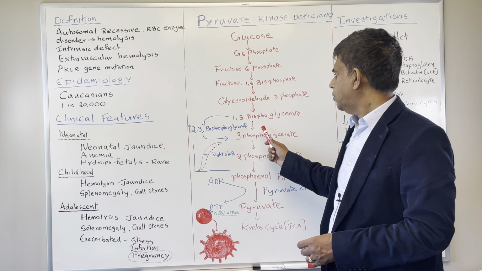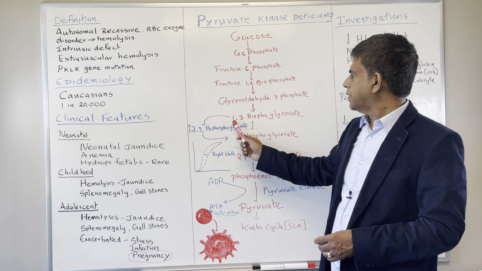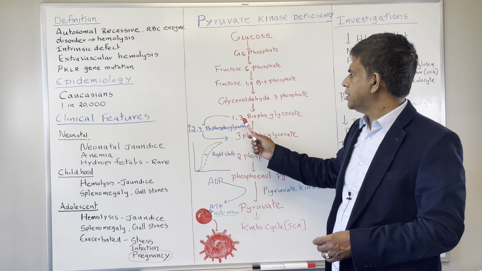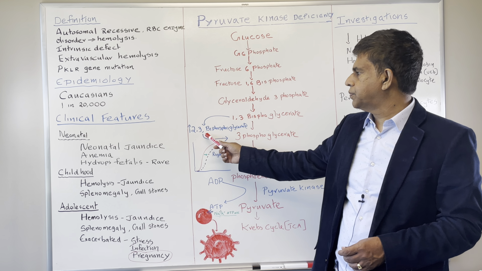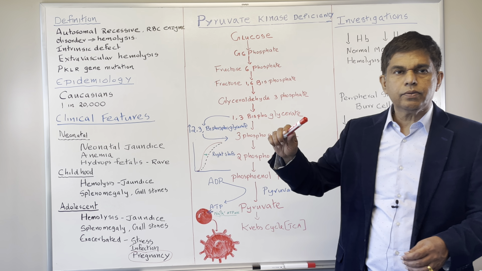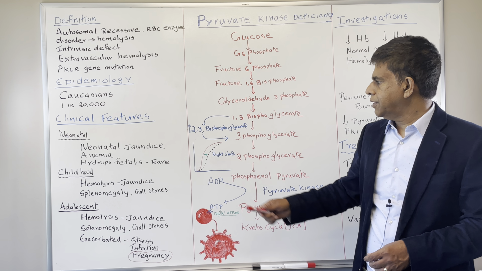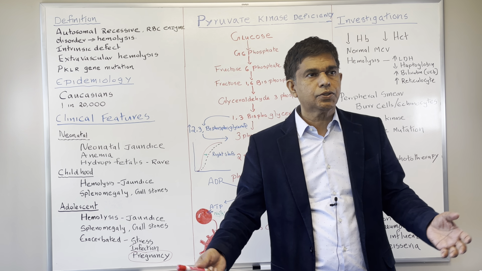Okay, now one more thing, because of the blockage over here, there's going to be an increase in 1,3-biphosphoglycerate, which is converted into increased 2,3-biphosphoglycerate. Okay, so what does it do? You have to go back to our oxygen dissociation curve. What happened to the oxygen dissociation curve? It shifted to the right, so there is increased release of oxygen.